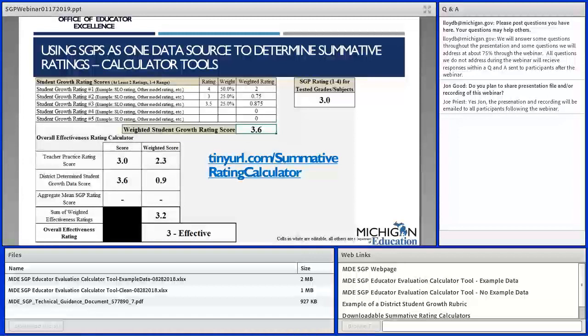So how could SGPs be used to determine summative ratings? We have summative rating calculator tools that we don't publicly post, but we do make available upon request. If you have a vendor-provided product that automates aggregating differing data sources to determine summative ratings consistent with the prescriptive weightings within 380-1249, use those because we want things to be as efficient as possible. But we do have calculator tools that help combine SGP ratings with teacher practice of the frameworks and data that is local to the LEA to determine summative ratings, as a way to help districts across the state provide a fair and transparent way to determine summative ratings.